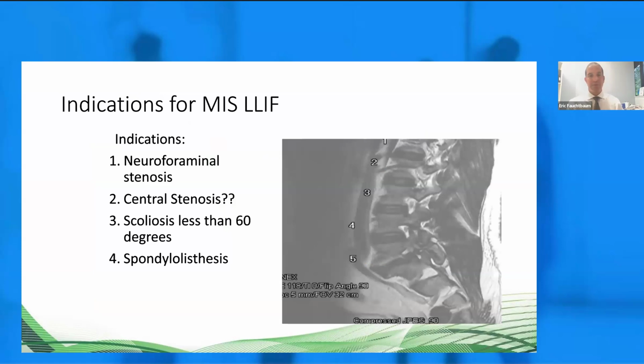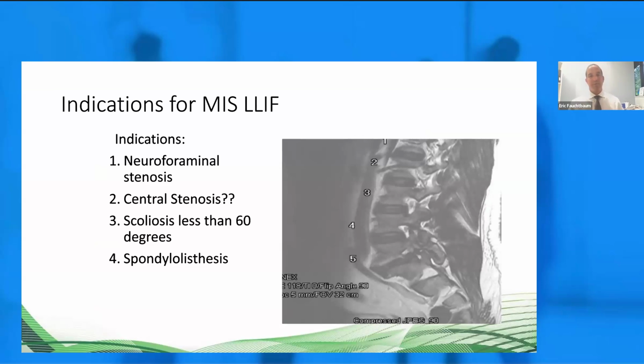So indications for lumbar fusion include things like neuroforaminal stenosis, central stenosis, scoliosis. Typically, I will try to keep my scoliosis corrections from a minimally invasive technique to 50 to 60 degrees. Sometimes beyond this, we will do an open procedure. And then of course, spondylolisthesis. So we'll go over a few of these.